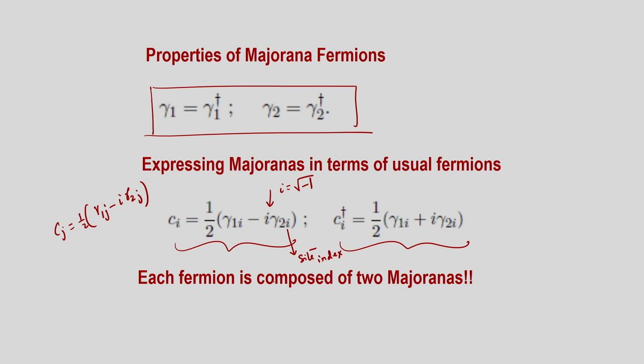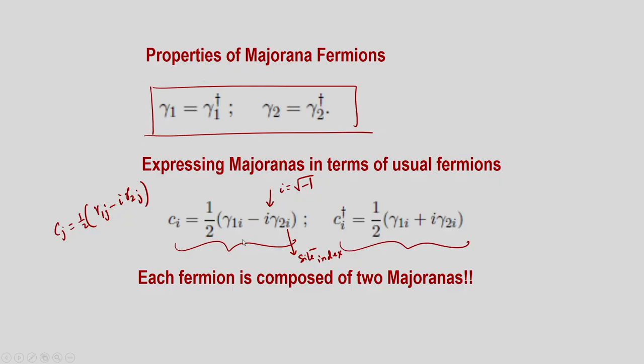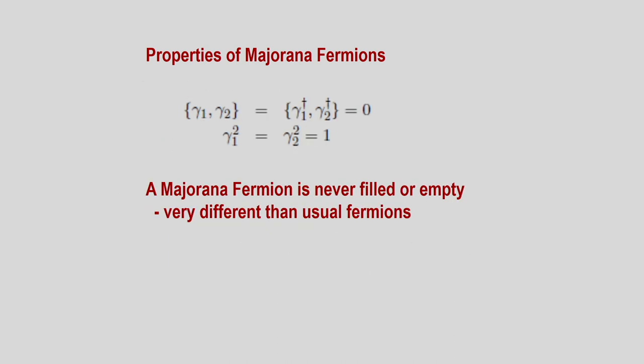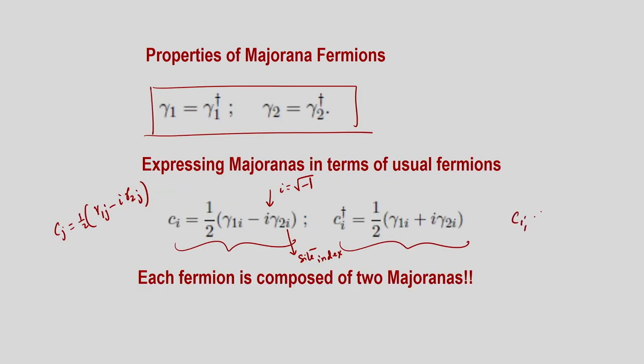That is like saying that each usual fermion operator is expressed in terms of two Majorana operators. These two Majorana operators gamma 1 and gamma 2 actually denote one fermion, so they are always together. You cannot separate Majorana fermion gamma 1 from gamma 2. So each fermion is composed of two Majoranas, and you can write down the anti-commutation relations. Where do they come from? You can use relations such as the anti-commutator of c_i and c_i dagger equal to 1, and the anti-commutator of c_i with c_i, or c_i dagger with c_i dagger, equal to 0.